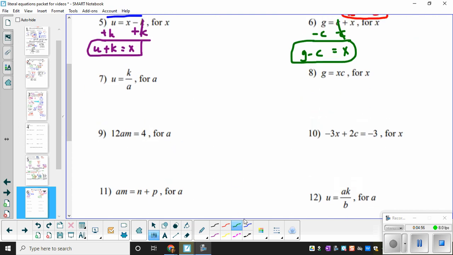All right, so now we are on number 7. So we're going to solve this thing for a, which is currently a denominator. Now you guys know to get rid of denominators, we're supposed to multiply both sides. So I'm going to multiply both sides by a, and I'm going to have over here au, and then on this side, it's just now k. So if I'm trying to solve for a, I just need to get rid of u. So I'm going to divide both sides by this u, and the u's cancel out. So we have a equals k over u.